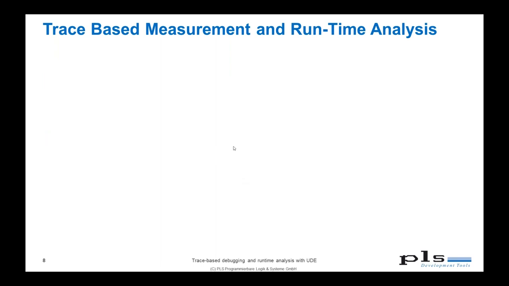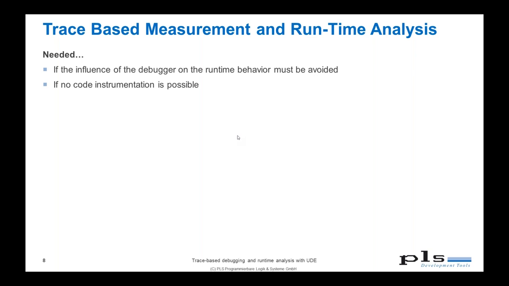On the other side, the other use case for trace is measurement and runtime analysis, and this is also useful if you want to avoid any influences on the runtime behavior by the debugger, and also if you do not allow any code instrumentation by measurement tools, for example. So typically, measurement tools change the code or the executable and add some hooks or some code that is communicating with the measurement tool or saves some counter values, etc.